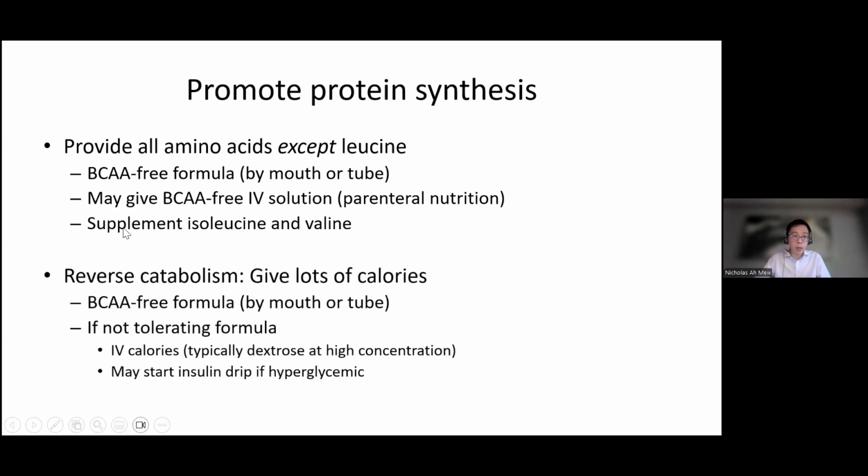So similarly to doing all of these things, you also want to reverse catabolism, that will involve giving a lot of calories. And if not tolerating a type of enteral feeding, you may choose to give IV calories, typically dextrose at high concentrations, and keeping in mind to keep these solutions at least normonatremic or hypernatremic, if you will.